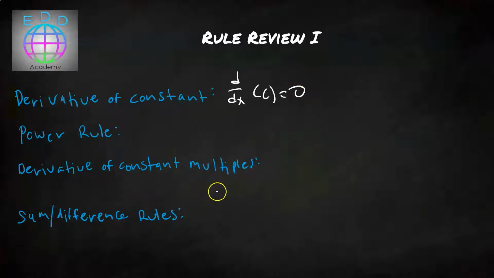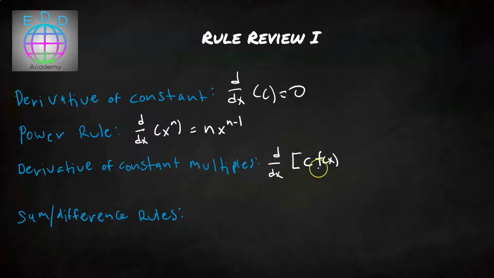Moving on to Rule 2, the power rule. The power rule says that the derivative of any function x to the power of n is n times x to the power of n minus 1. The derivative of constant multiples rule says given a function f of x and you multiply a constant c to it, then the derivative of this whole thing is c times the derivative of that function f of x. You just pull out this c.